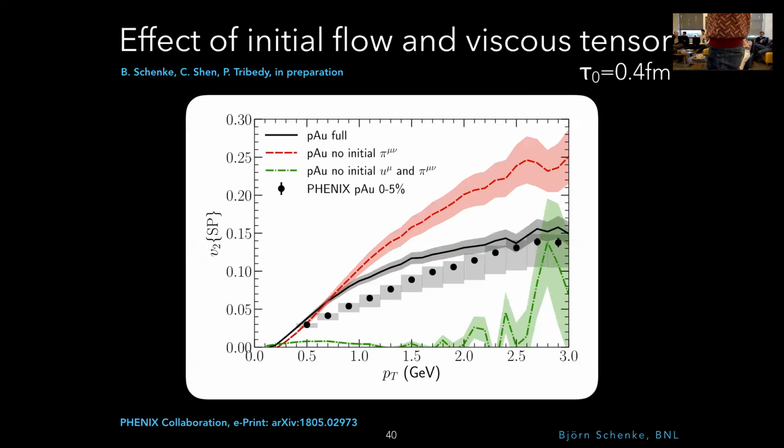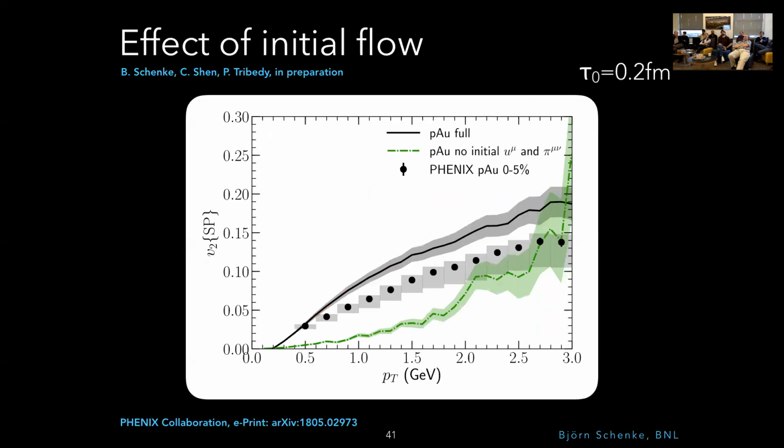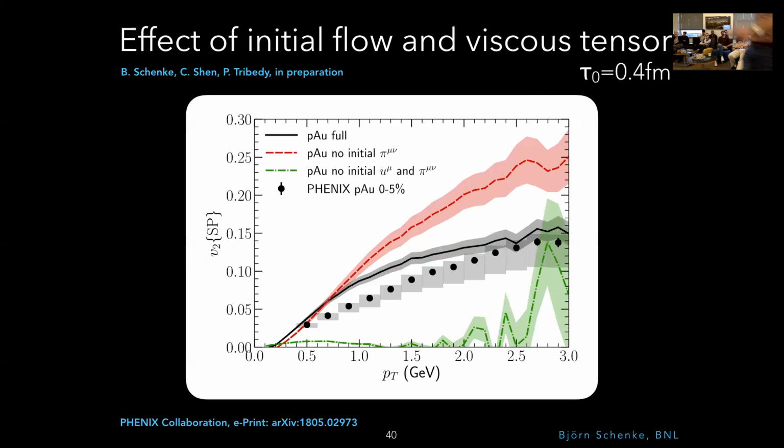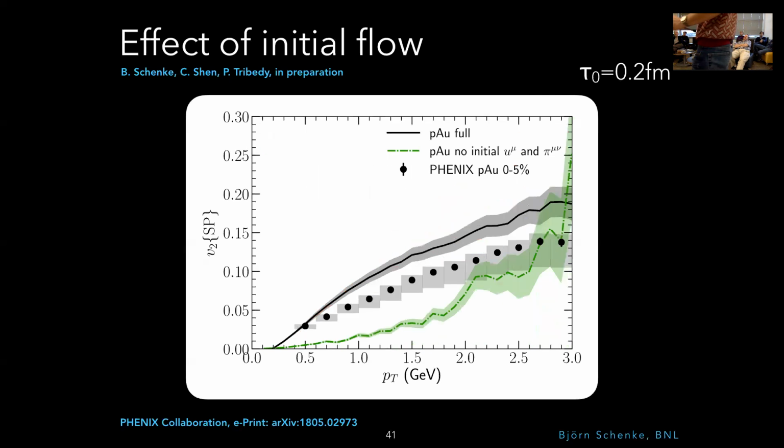If you turn off both the initial π^μν and the initial flow, as you would expect from what you've seen before, you essentially get no v2 because the thing is just sitting there, not doing anything. So that's a problem. That's a big problem. This was if I switch at 0.4 fm. If I switch at 0.2 fm, a bit earlier, hydro has a bit more time to build up some v2 even without the initial flow, but it's still quite below the data, and it also has a funny shape. So in this framework, you cannot get close to data without the initial flow.